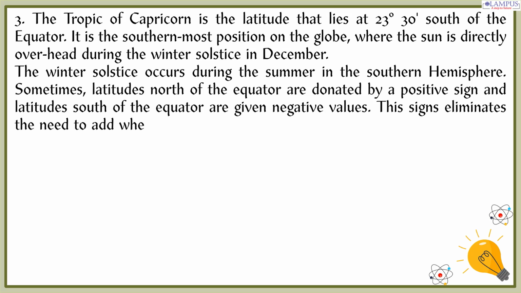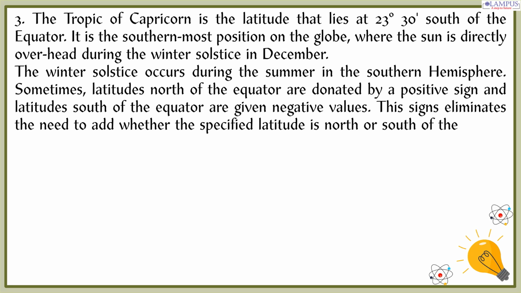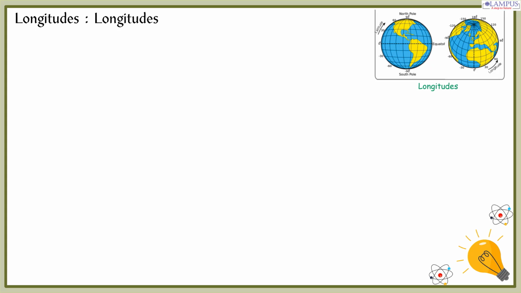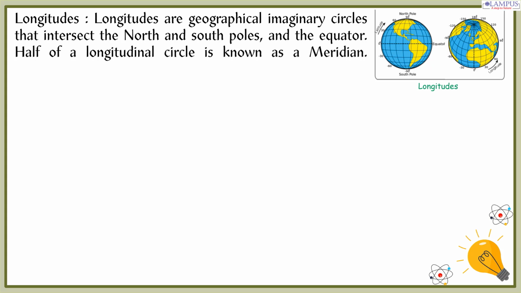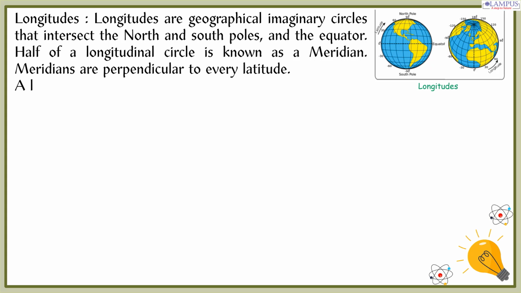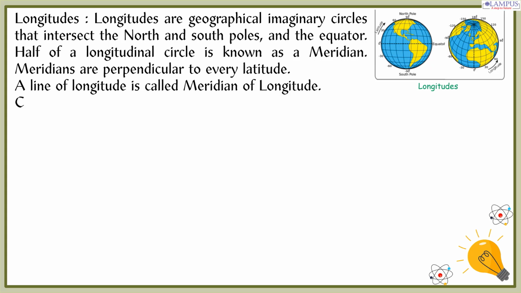This sign eliminates the need to add whether the specified latitude is north or south of the equator. Longitudes. Longitudes are geographical imaginary circles that intersect the north and south poles, and the equator. Half of a longitudinal circle is known as a meridian. Meridians are perpendicular to every latitude. A line of longitude is called meridian of longitude.